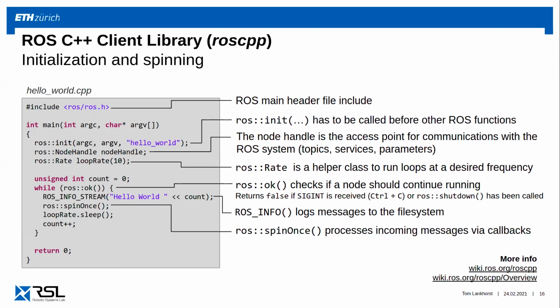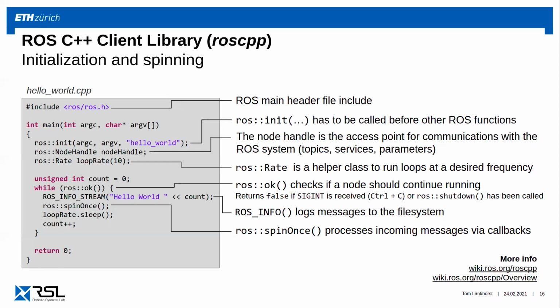Then is an interesting call to ROS spin once. Now, ROS spin once is an essential function that you have to call whenever you are implementing a ROS node with such a loop, because ROS spin once allows the node to process incoming messages, answer to service calls, answer to signals that it gets from the ROS network. So make sure to call this ROS spin once frequently.